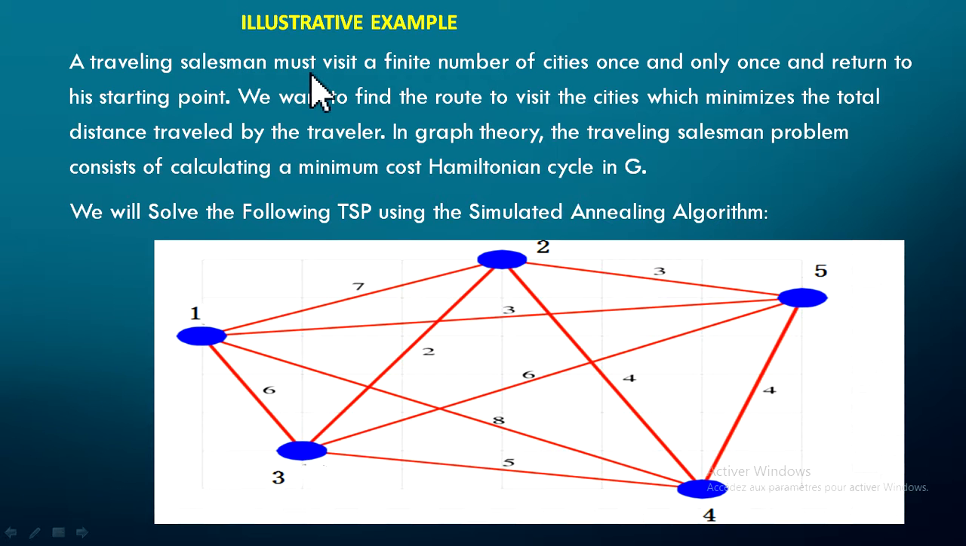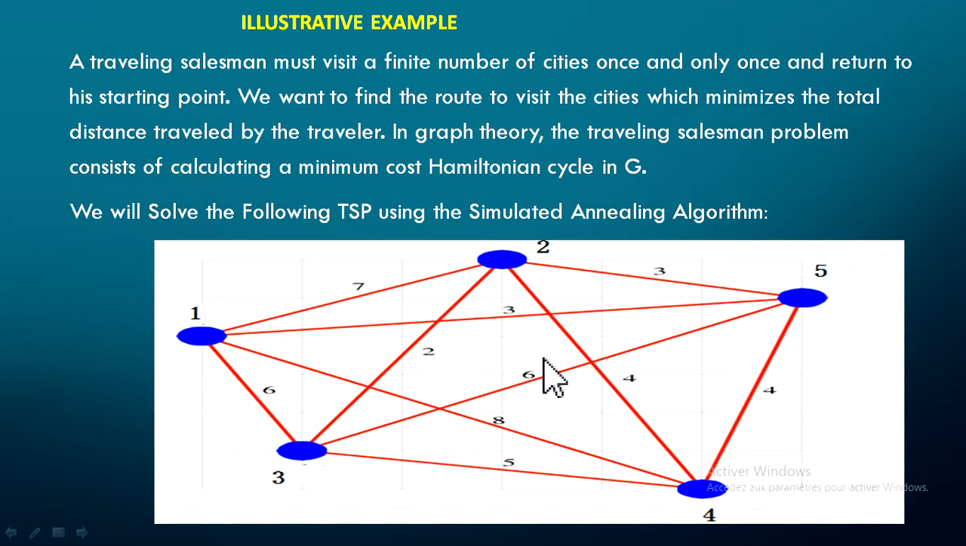This is a description of the problem and its illustration. In this problem we have a traveling salesman who must visit a finite number of cities once and only once, and return to his starting point. We want to find the route to visit the cities which minimizes the total distance traveled by the traveler. In graph theory, the traveling salesman problem consists of calculating a minimum cost Hamiltonian cycle. We will solve the following TSP using the simulated annealing algorithm.